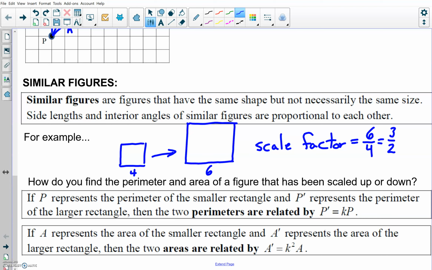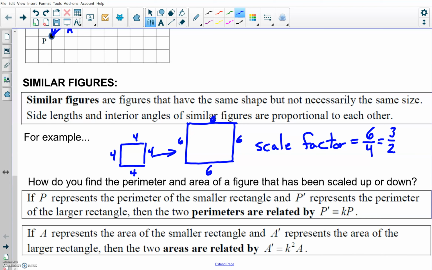And if you think about that in this example up above, if we have the perimeter, you've got 4, 4, 4 all the way around. 4 plus 4 plus 4 plus 4 would be 16, and then 6 all the way around here would give you a perimeter of 24, and 16 times 3/2 is 24. But now the area, when you do 4 times 4, you get 16. 6 times 6 is 36.